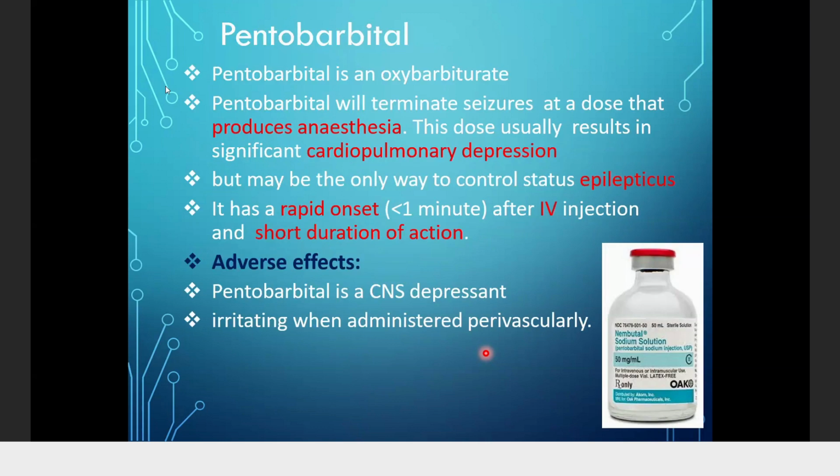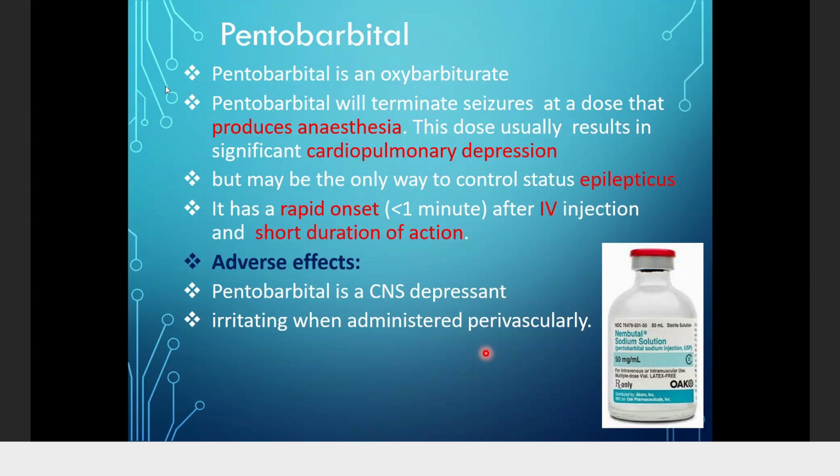So pentobarbital. Okay. This is an oxybarbiturate. Pentobarbital will terminate seizures at the dose that produces anesthesia. So it will take the animal to the anesthetic plane. The animal will be unconscious, even though the seizures stop. This dose usually results in significant cardiopulmonary depression, right?